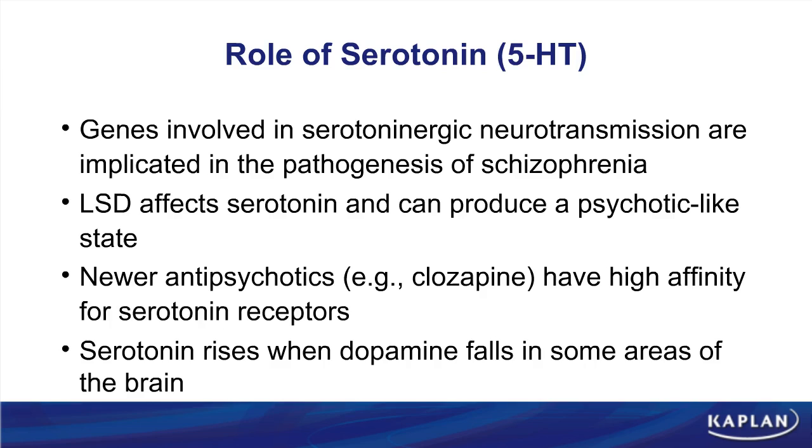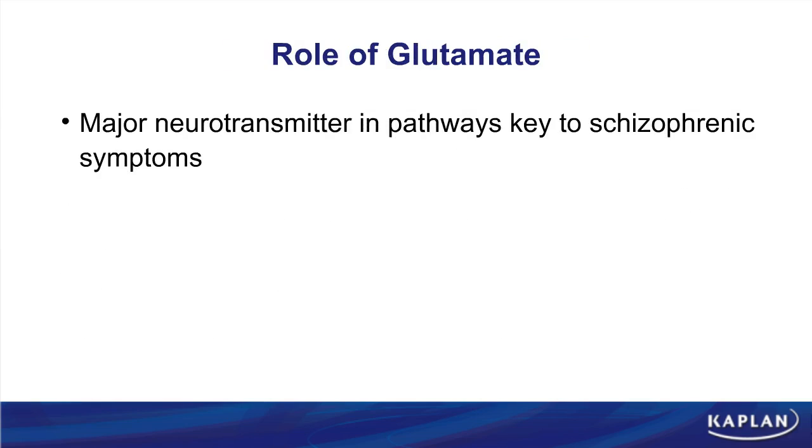One interesting finding is that scientists have discovered that serotonin rises when dopamine falls in some areas of the brain, therefore explaining why the atypical medications will be effective. We already know that dopamine and serotonin are implicated in schizophrenia, but now glutamate has also been linked to this disorder. This is now believed to be one of the major neurotransmitters in the pathways to schizophrenia, specifically its symptoms.